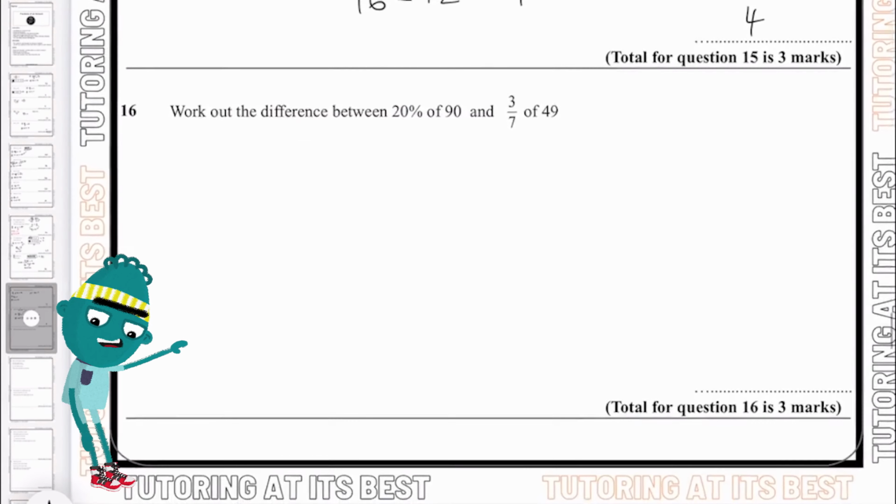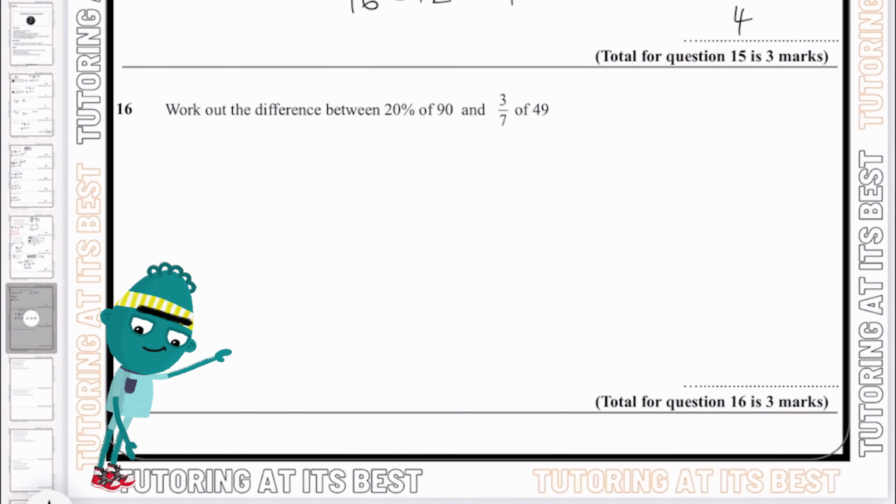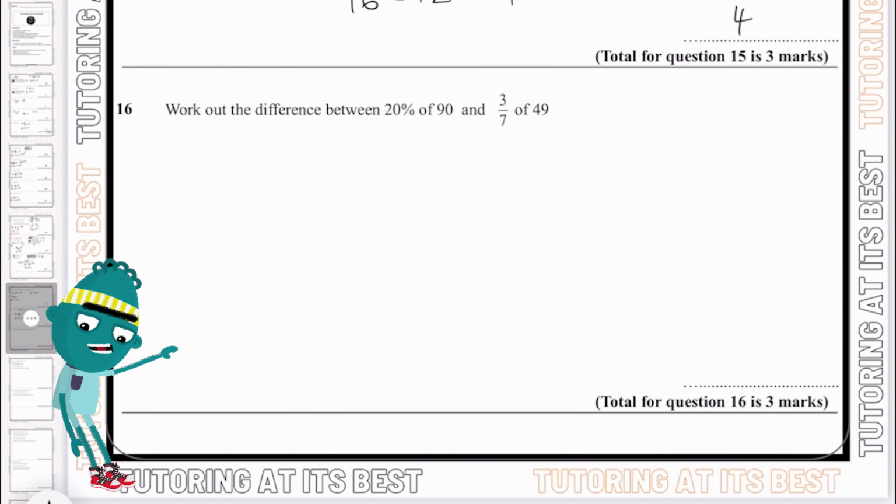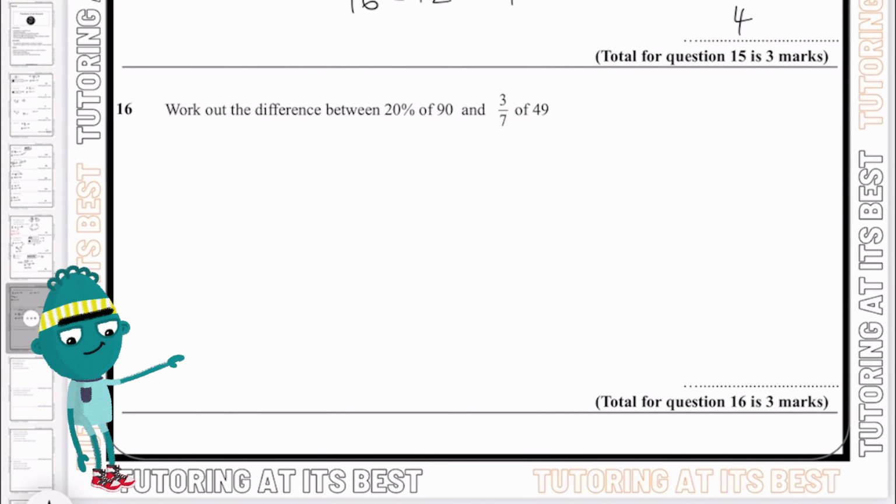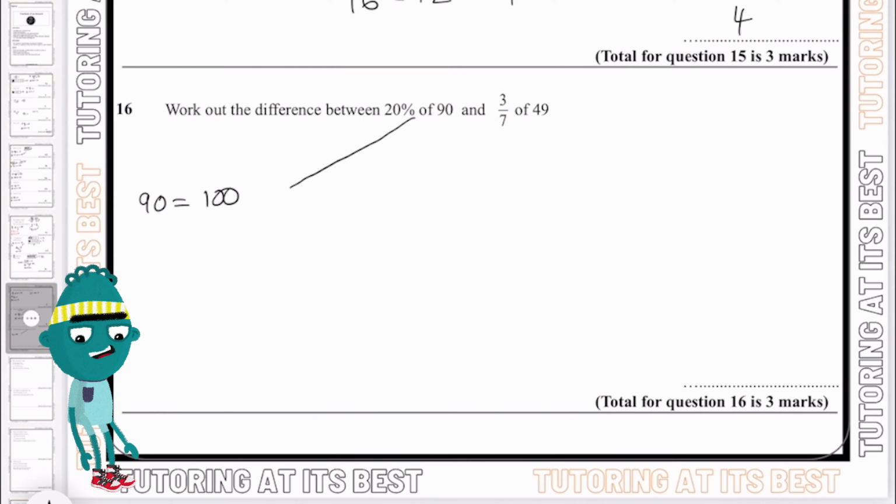Okay, question 16. Once again, we're now being introduced to percentages here. So again, we can go ahead and work out 10%. So we know 90 equals 100%. So if we divide both by 10, we will then get 9 equals 10%. We're looking for 20%, so we can simply double it, and so we'll get 18 as our 20%.